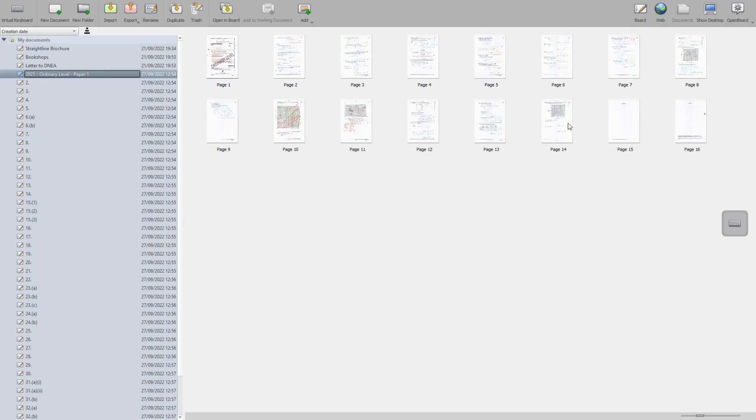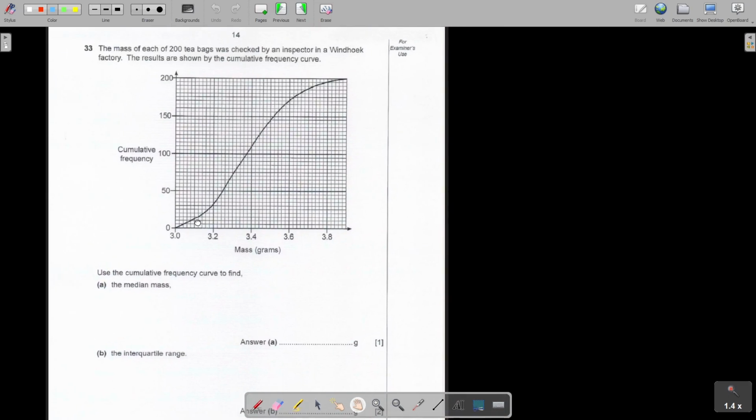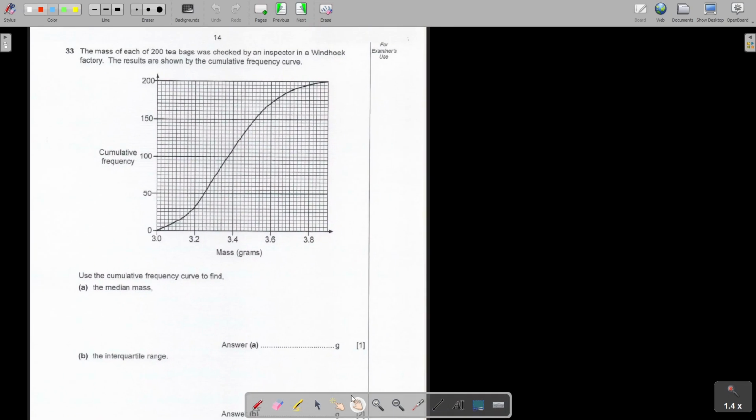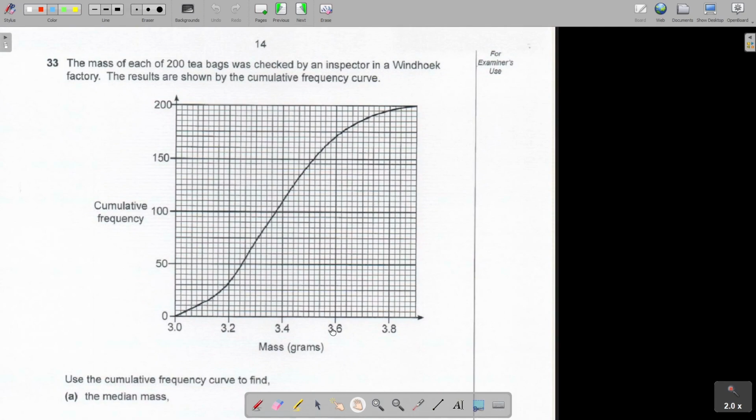Okay, so here it is. They gave you the graph. Sometimes the lines move a little bit, and I think it moved a little bit here, but they made provision in the answers for that. Okay, so they say use the cumulative frequency curve to find the median.